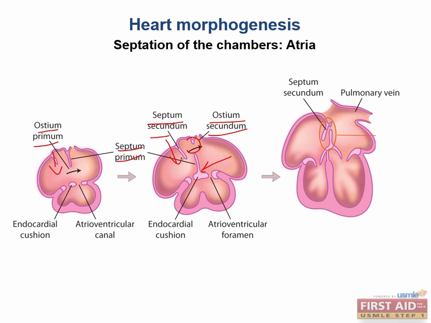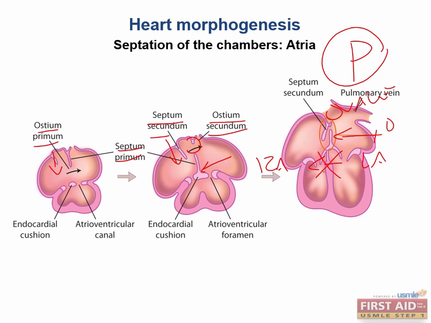So why does all of this happen? To create a pressure valve. The remnant of the septum primum here will act as a unidirectional pressure valve covering the foramen ovale to prevent blood from flowing from the left atria into the right atria.